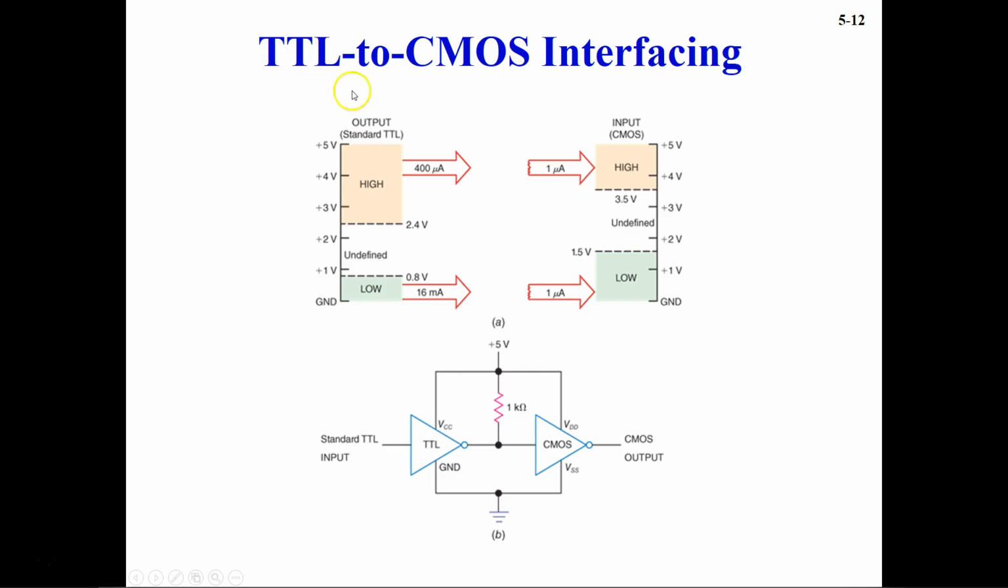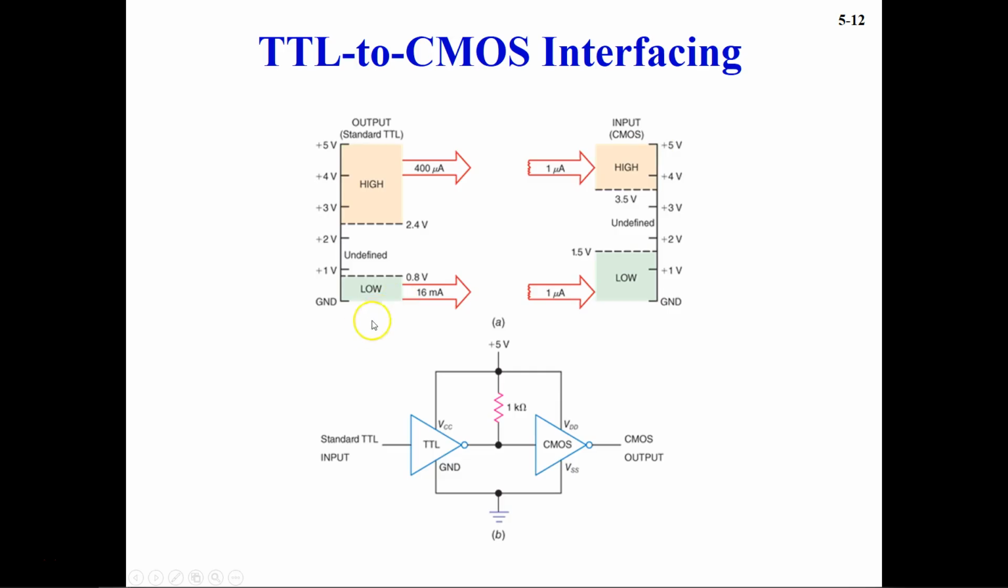The next is TTL to CMOS interfacing. So before we get into the details of TTL to CMOS interfacing, it is important to know the output and the input levels of both TTL and CMOS. Here you see the output voltage profile for standard TTL, and here is the input voltage profile for CMOS.